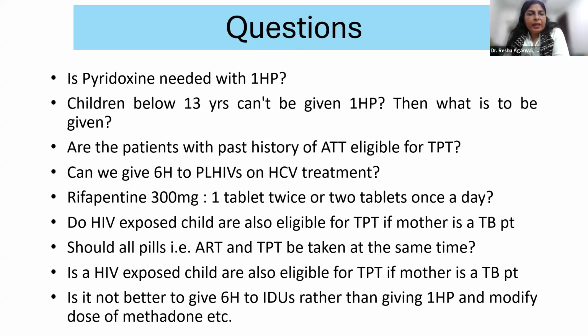Rifampicin 300, 1 tablet twice, or... we really had a detailed discussion on this. What you need to remember about 1 HP is the dosage. What you need to give to the patient is 600 milligram of rifampicin and 300 milligram of isoniazid. So whatever combinations you have, decide based on that; if you have 300 milligram tablets and no FDC, then you might have to give 2 tablets.